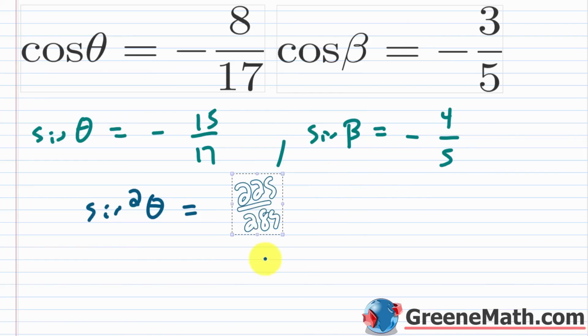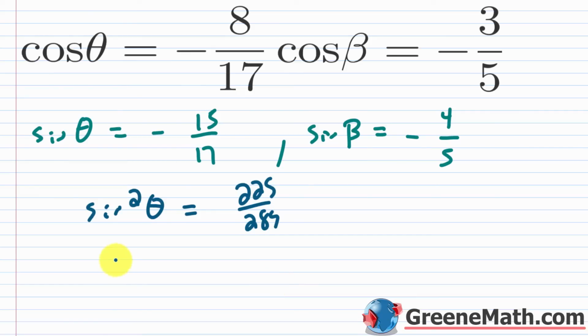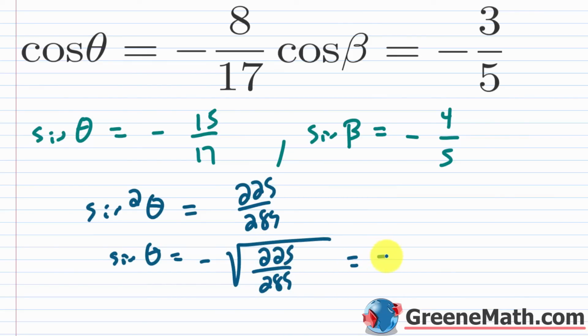Now, because we're in quadrant 3, you want the negative square root. So you would say the sine of theta is equal to the negative of the square root of 225 over 289, which would be negative 15 over 17. So again, if you don't get the shortcut or you don't realize it right away, you can just do it the long way. It's not that big of a deal.